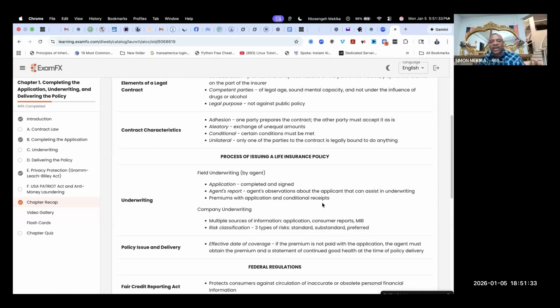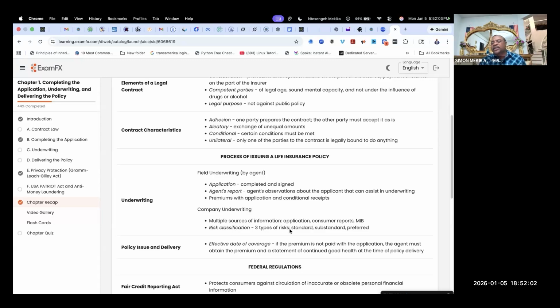All right, so underwriting. Company underwriting can now come in, which is the underwriter sitting in the office, and they would do their own work. They will order MIB reports. MIB is the Medical Information Bureau, which is sometimes constituted by the Association of Insurance Companies, but they do have doctors, nurses and paramedics working with them, helping them to appraise the data or information that they are getting.